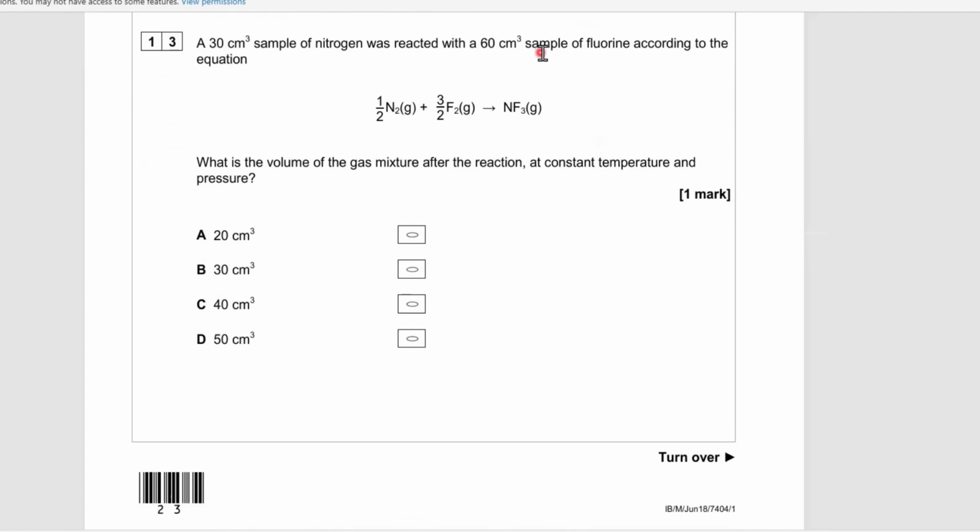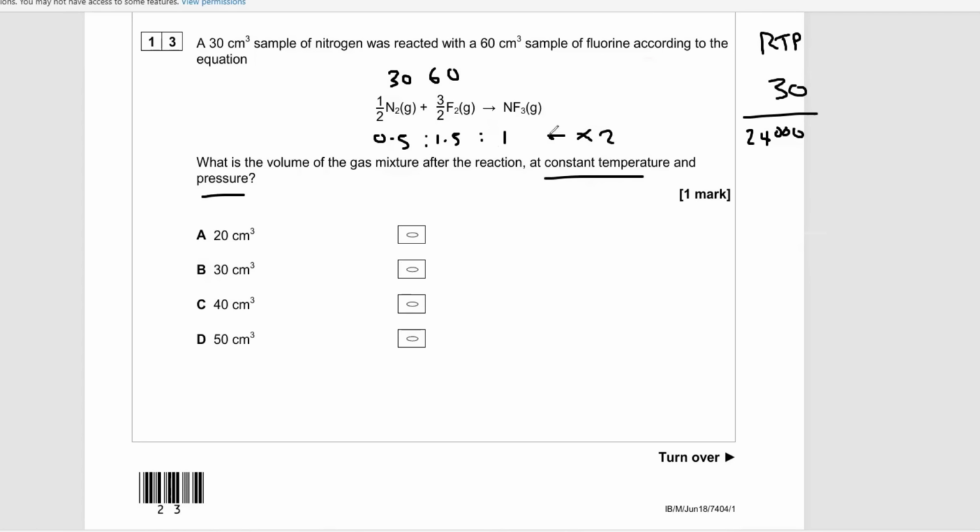Right, question 13. A 30 centimeter cubed sample of nitrogen reacted with a 60 centimeter cubed sample of fluorine according to this equation. Now, we could go ahead and convert these volumes into moles, but as it's at room temperature and pressure, we can just assume that centimeter cubed is equivalent to moles, so we don't even have to bother. Okay, we can use the volume like the moles when it's over 24,000. So essentially I've got 30 of nitrogen and 60 of fluorine, and the ratio is 0.5 to 1.5 to 1. Now let's make this a little simpler and times it by 2.